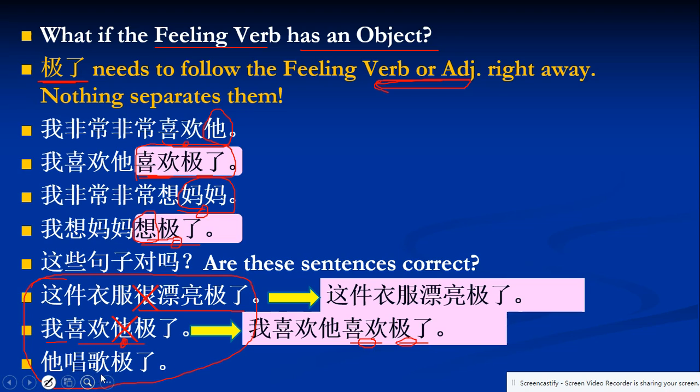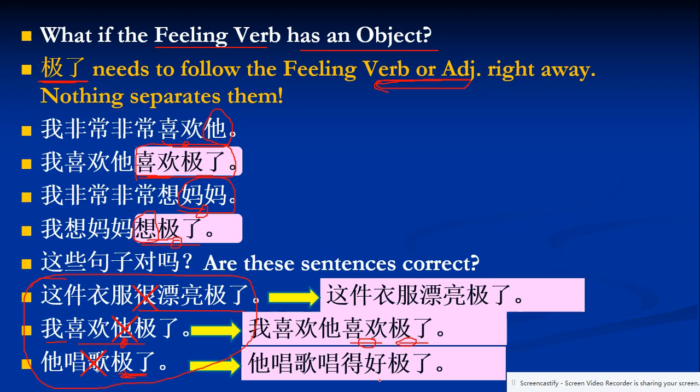Next one, 他唱歌极了. Is it correct? 不对. Incorrect again. 唱歌 is an action verb. It cannot be placed directly before 极了. It needs to work in the complement system. 极了 needs to be placed either after an adjective or a feeling verb. So you need to use it in a complement system if you're facing an action verb. 他唱歌唱得好极了.